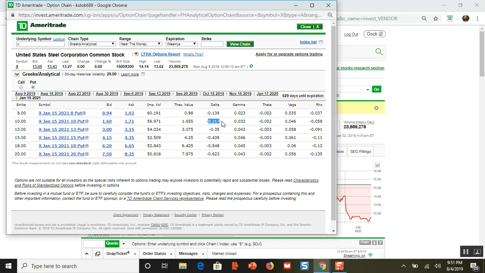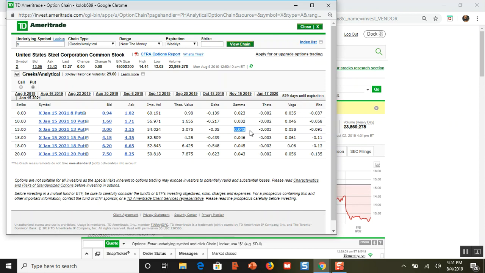Okay, and that means that if steel went down to $11.35, then the prices of the puts would go up in value a total of $24 because of the gamma. But keep in mind that if it goes down another dollar, then the gamma is going to go up. Okay, look at the gamma.